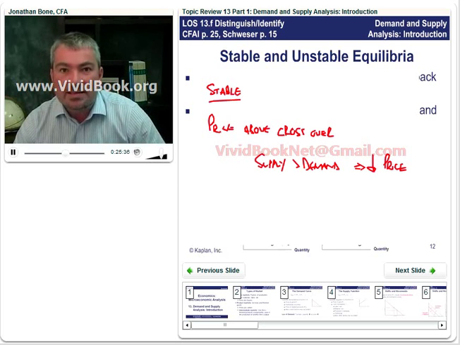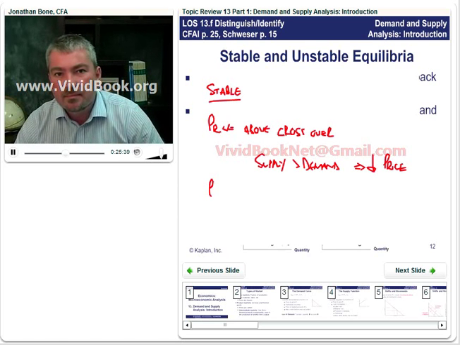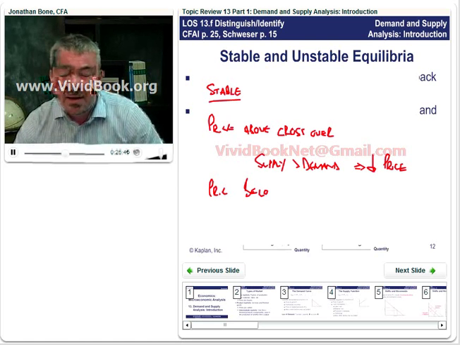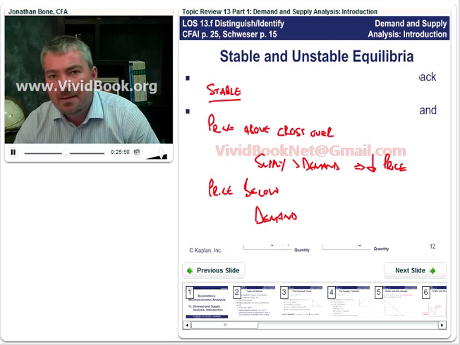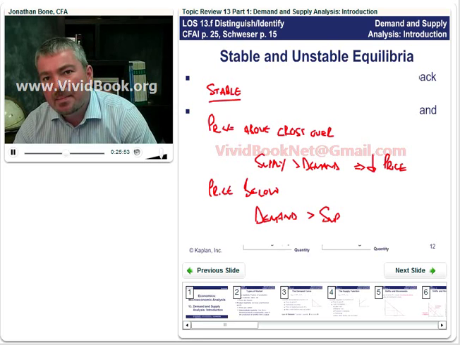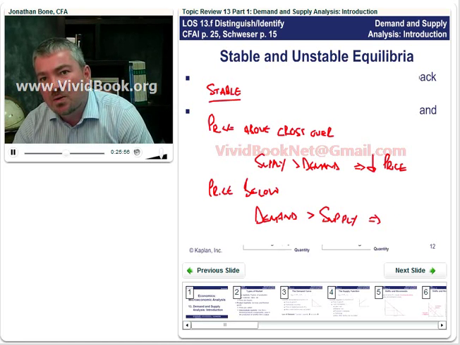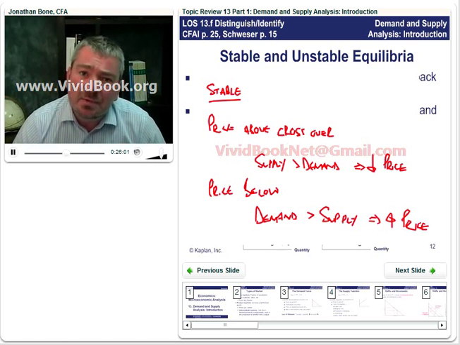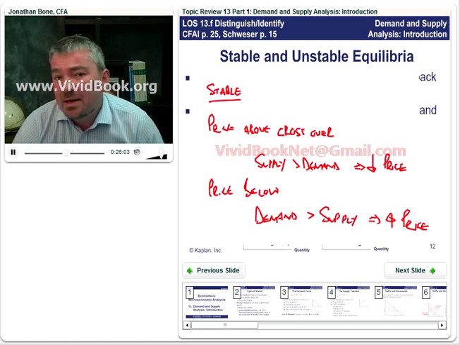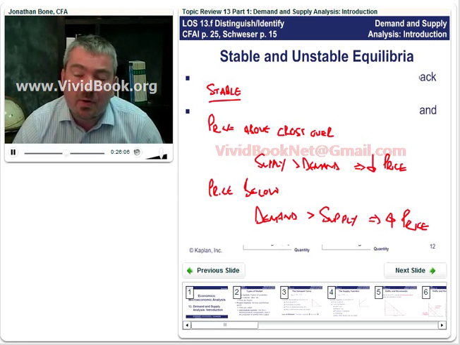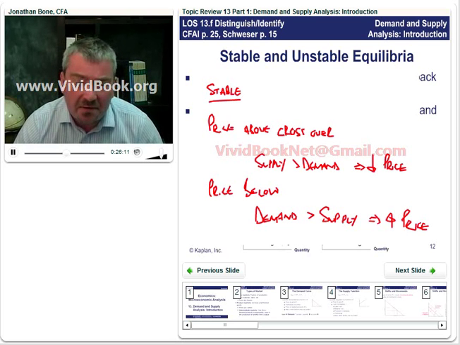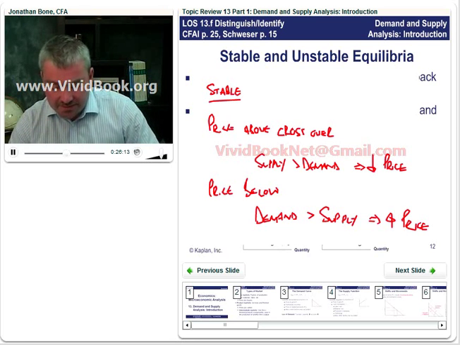Now, of course, if price is below our crossover, then essentially, for a stable equilibrium, we need demand to be greater than supply, because of course that's going to cause our price to rise. Therefore, unstable scenarios will be the reverse of this, where supply outstrips demand even though the price is below the crossover point, and that causes prices to fall. In other words, we move further and further away from our equilibrium points.